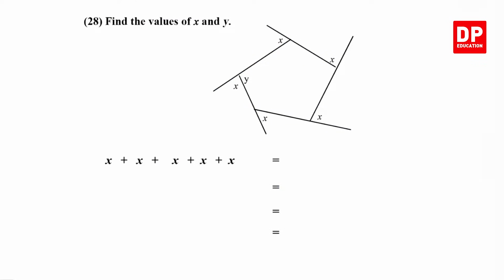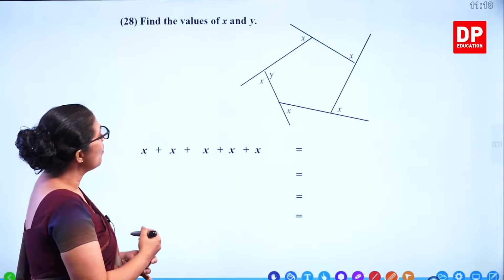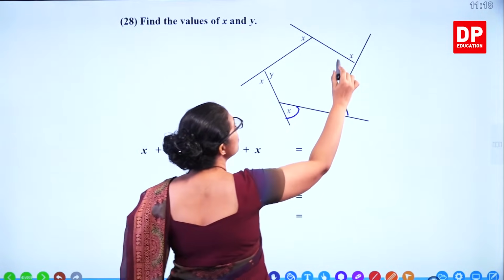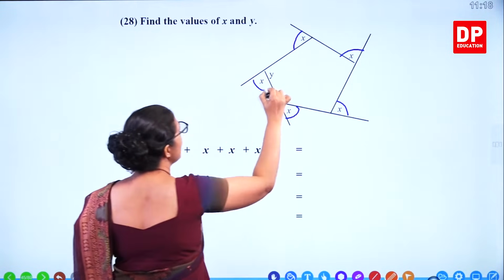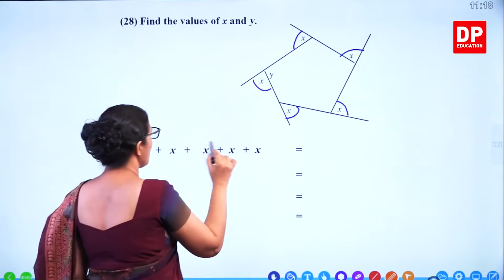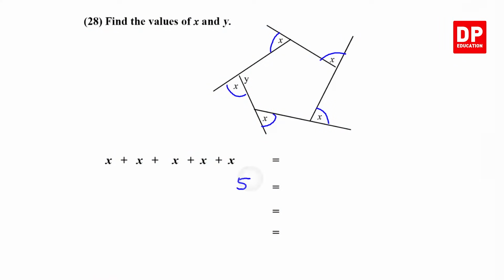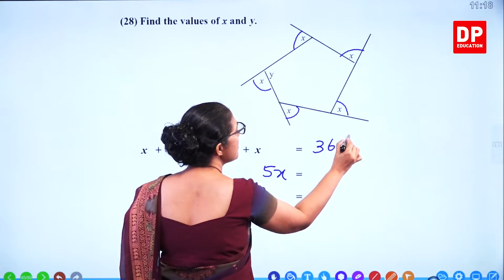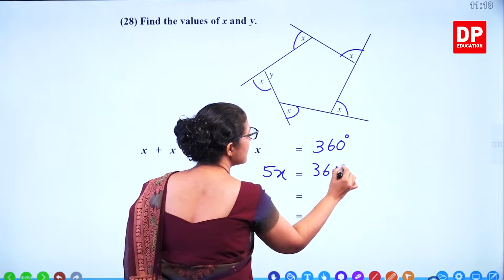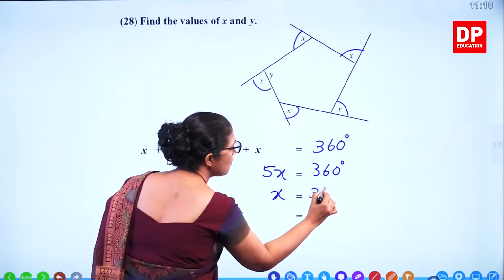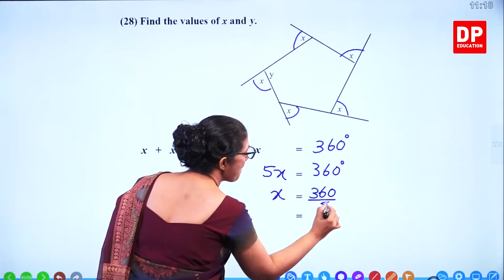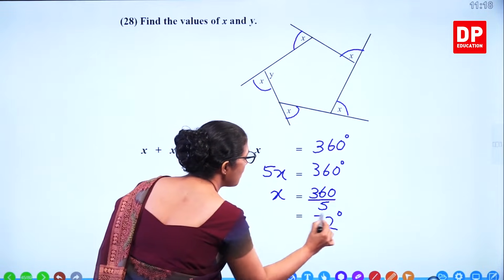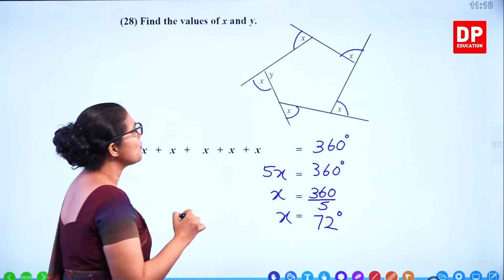Find the values of x and y. Now, when you take exterior angles, how many x's? 1, 2, 3, 4, 5. So 5x. And what's the sum? 360 degrees, since all are exterior angles. So what is x? You divide by 5. 5 times 7, 35, and then this is 2. So 72 degrees is the x value.